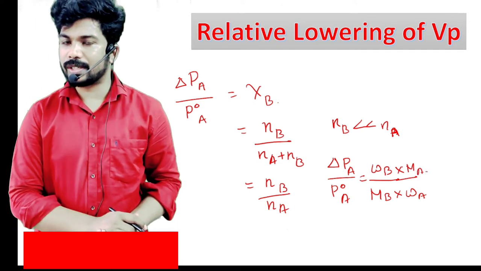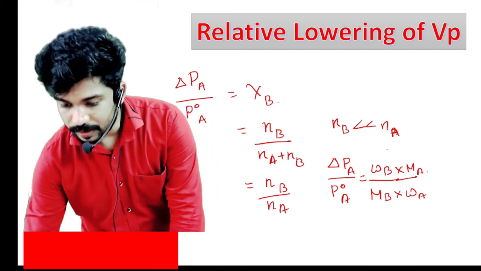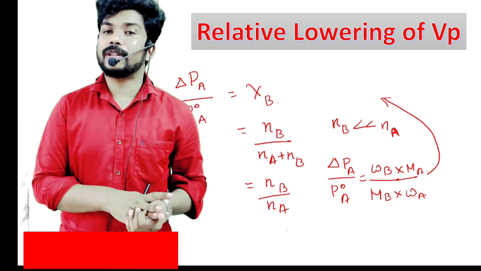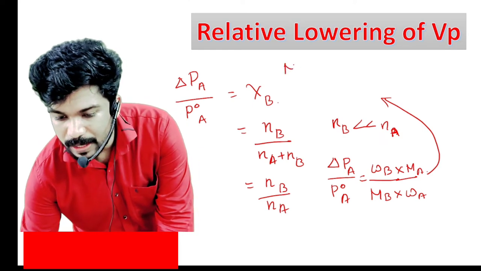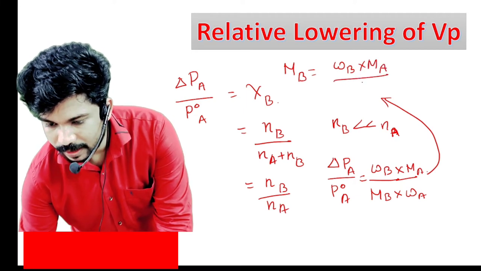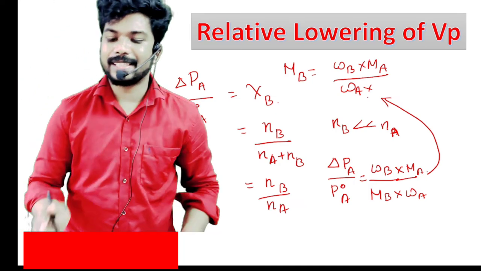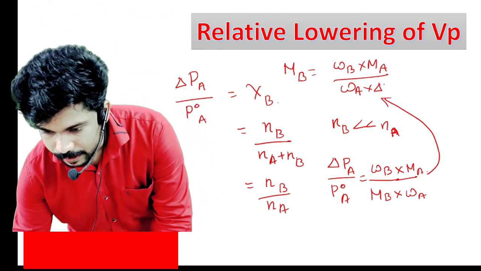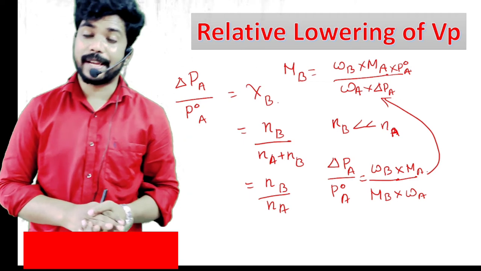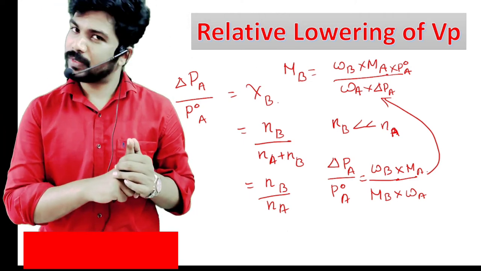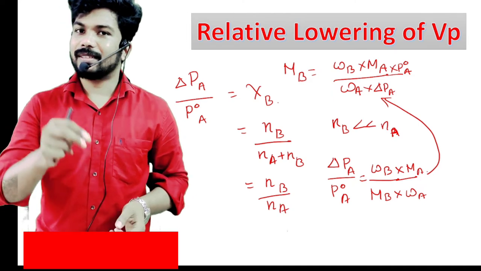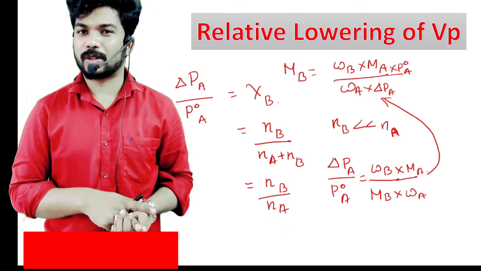So this is the normal equation. And we can find out the MB value from this equation. We can find out the MB value from every colligative property. We need to find out the molecular mass of the solute, that is MB will be equal to WB into MA, divided by WA into delta PA, with delta PA going to the denominator and P0A going to the numerator. So this is the final equation to find out the molecular mass of the solute. Is it clear? This equation will help us find the molecular mass of the solute when there is a relative lowering in the vapor pressure of the solution.